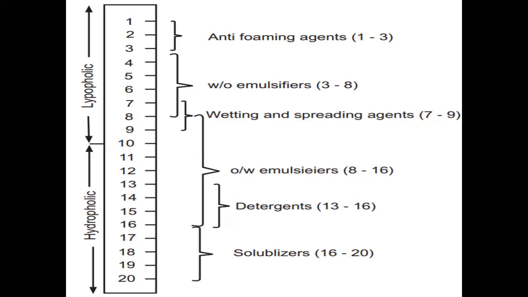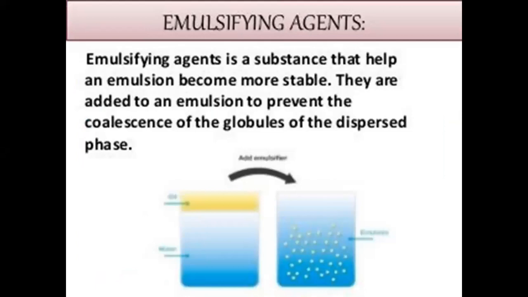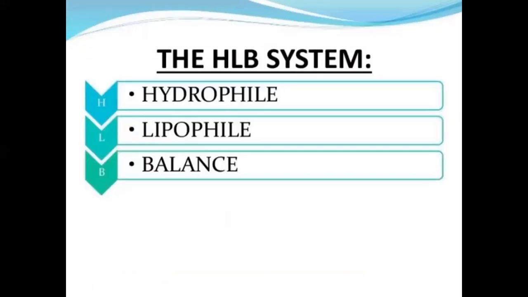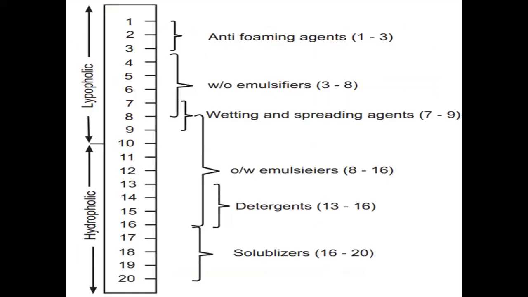This is about the HLB scale. It is an important one. When HLB value increases, it leads to hydrophilic property. And if there is a lower HLB value, it indicates lipophilic property. The question asked on this point is: define emulsifying agent, write down its properties with examples and explain HLB scale. So you have to write all these points.